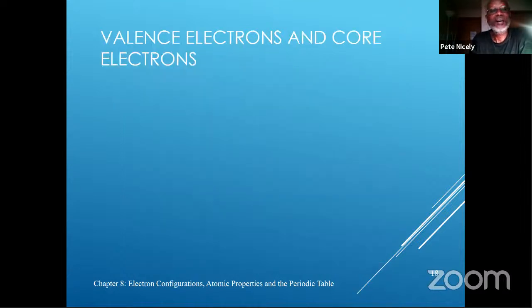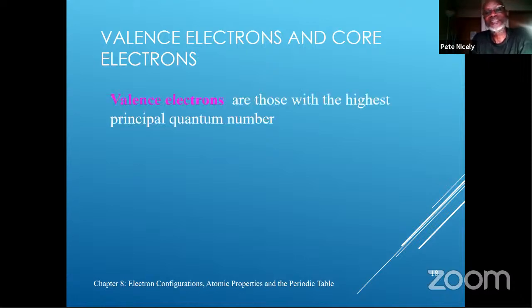Okay, so with that out of the way, we can now talk about the difference between the valence electrons and what we call the core electrons, all right? So we know what the valence electrons are. Those are electrons that are in the highest energy level, in the shell with the highest principal quantum number, right? Those are called the valence electrons.